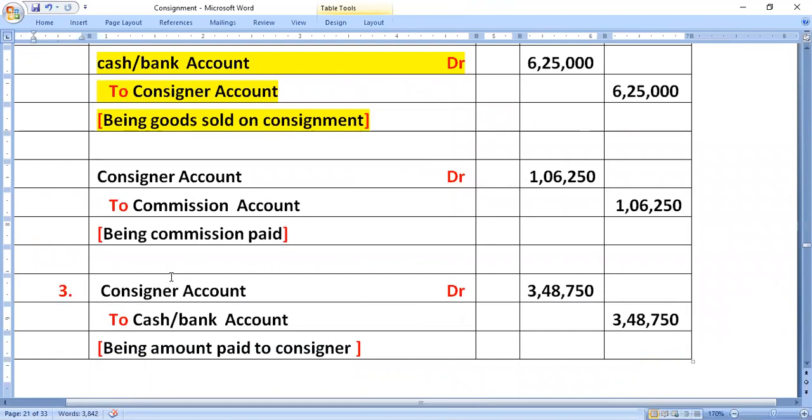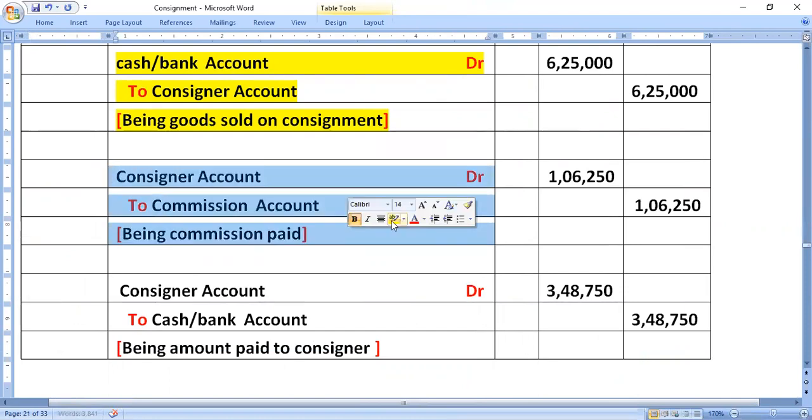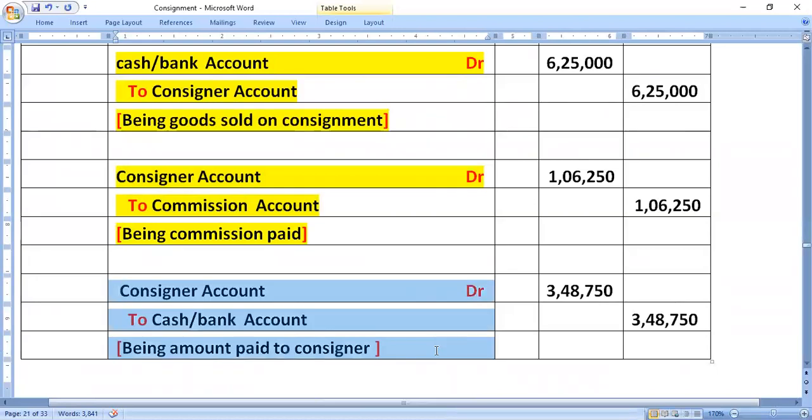1,06,250 total commission. Again, last entry, my dears. Last entry, that is consignor account debit to cash bank account. Final balance settled, my dears, 3,48,750, my dears.